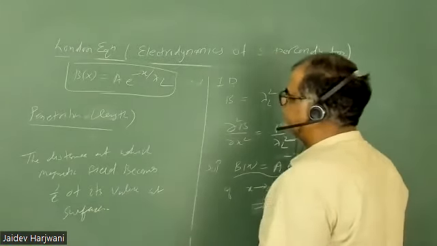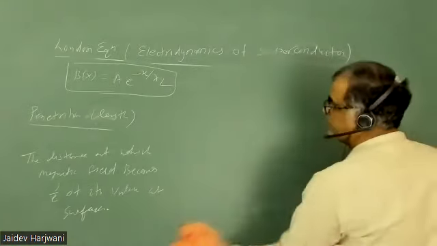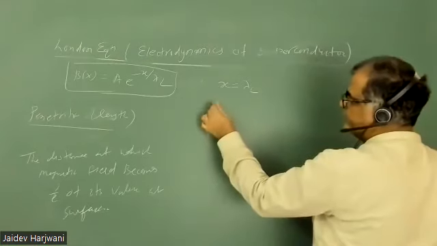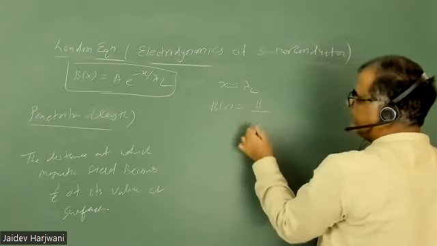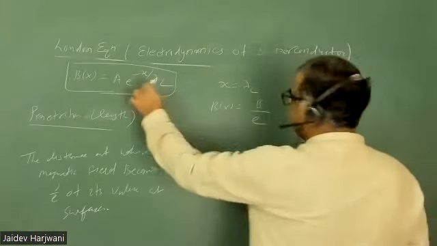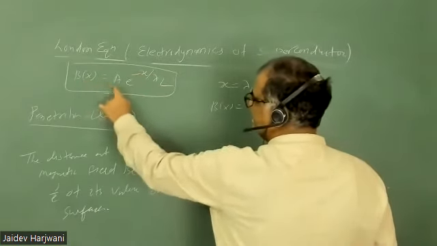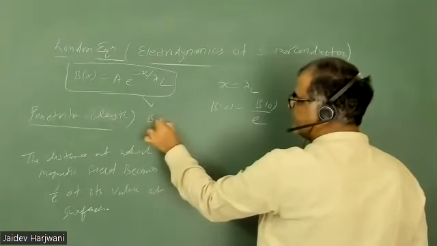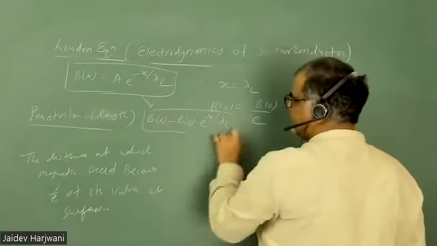So I can write, if x is λL, then B(x) will be B0 by e. If I put x equal to 0, this will become 1, and B(x) becomes B0. So this equation can also be written as B equal to B0 e^(-x/λL). That equation also you can write like this.